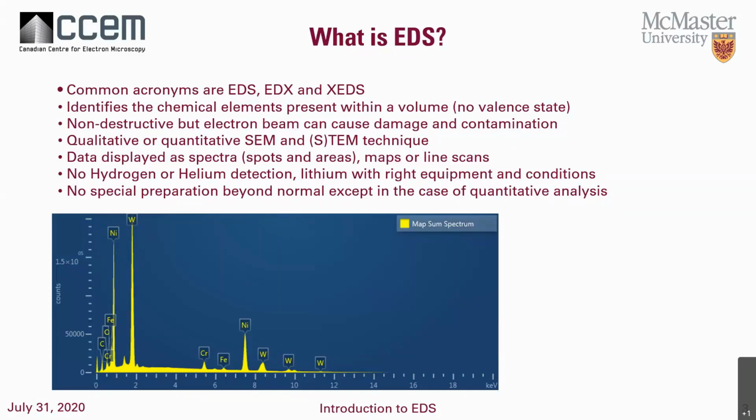The sort of data that you normally get out are spectra, which can be from spots or areas, maps, or line scans. Because of the nature of X-ray production, we don't get any detection of hydrogen or helium. Lithium, you need to have the right type of equipment and conditions to do that. EDS doesn't require any special preparation beyond what you normally have to do with either SEM or TEM. But you do need to be more careful about preparation when you're doing quantitative analysis.